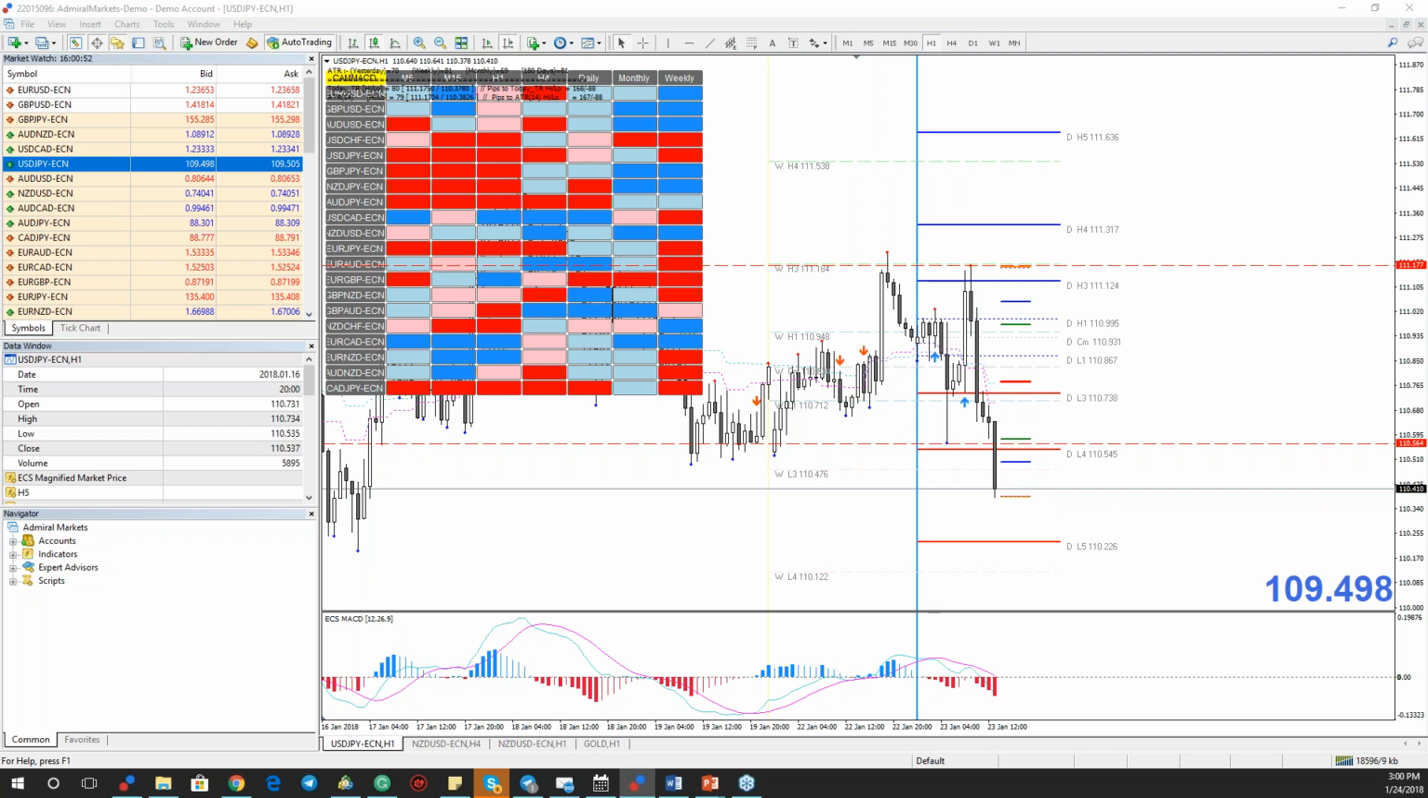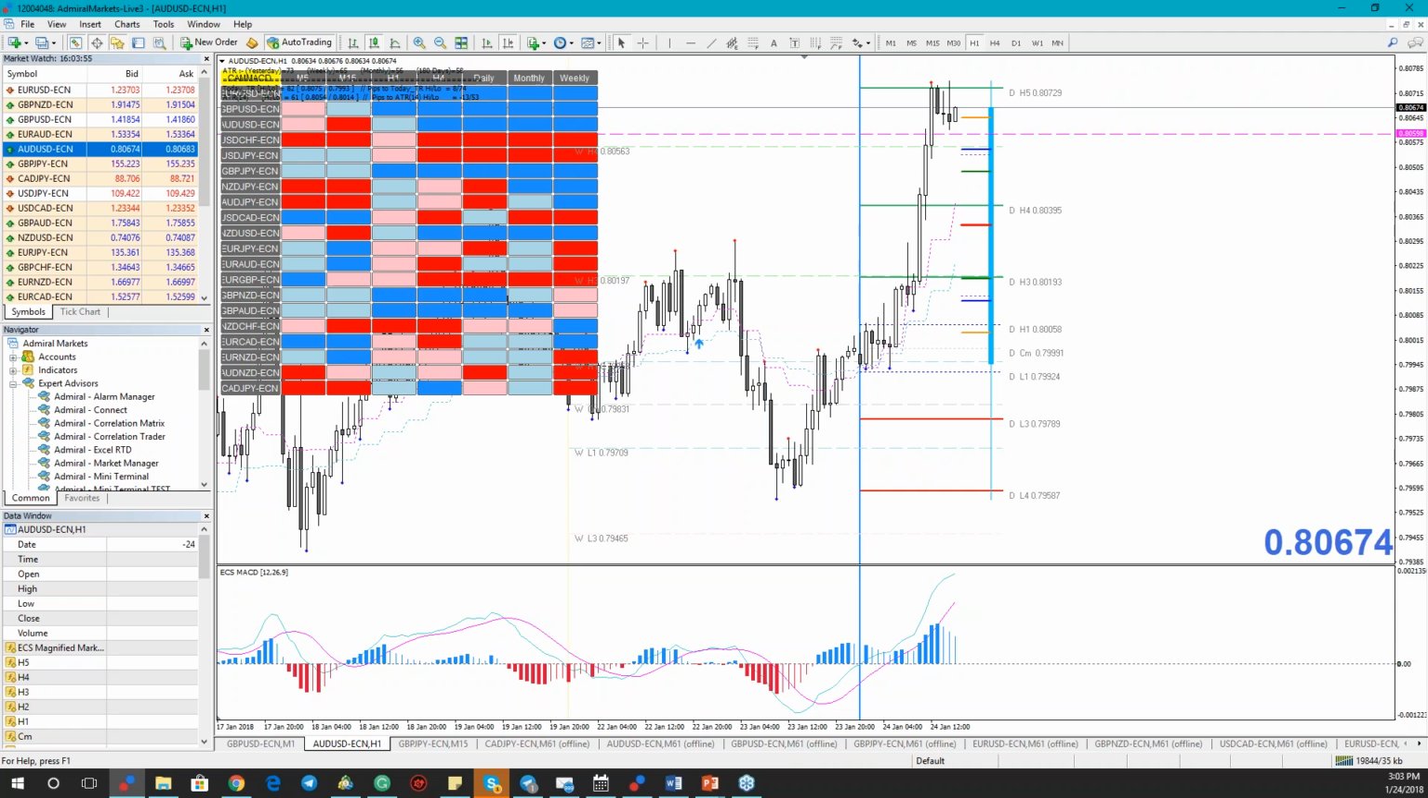Just give me a few seconds to open Australian dollar and see what can be done with Australian dollar. Give me a few seconds, guys. I need to make this chart.